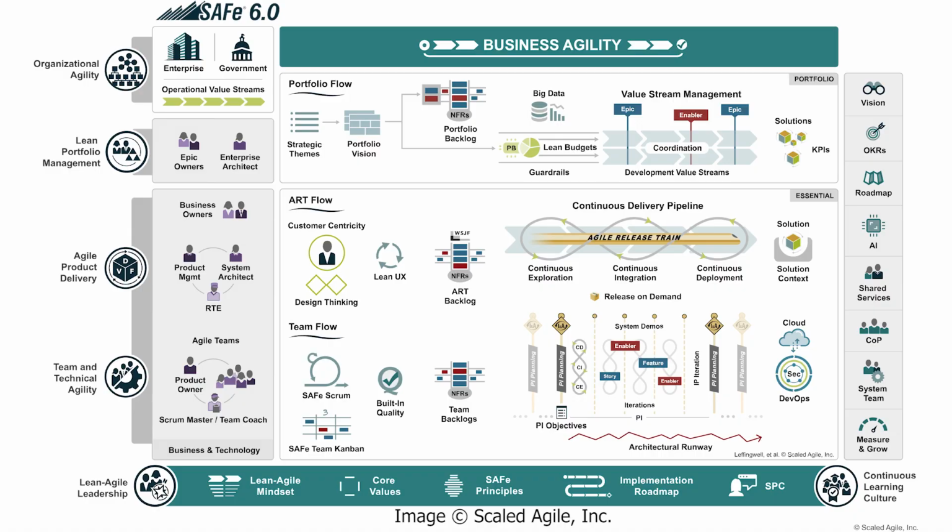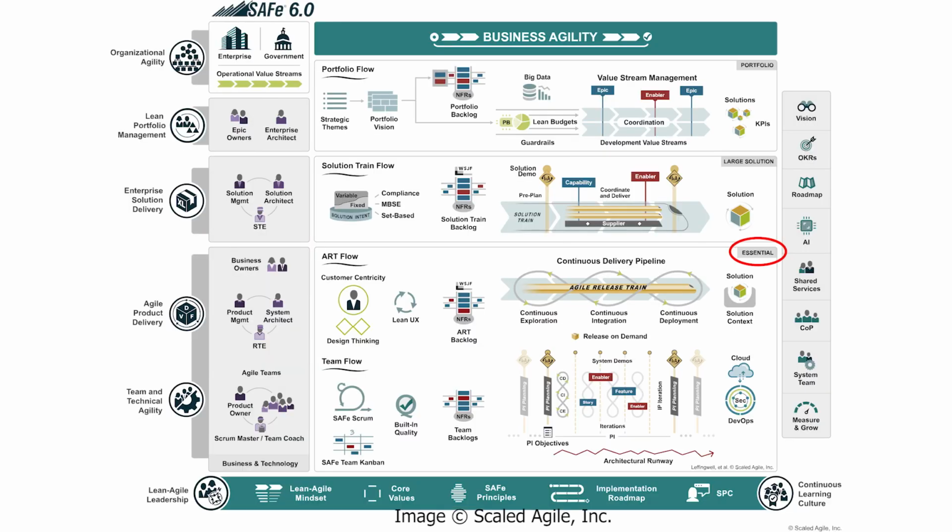Now, if you add the portfolio element with trains only, and you don't have a large solution in your organization, that configuration is called portfolio configuration. But if you have your agile trains, you have a large solution also, and then you add a portfolio on top of it, this whole configuration is called full configuration. So this is how it is.